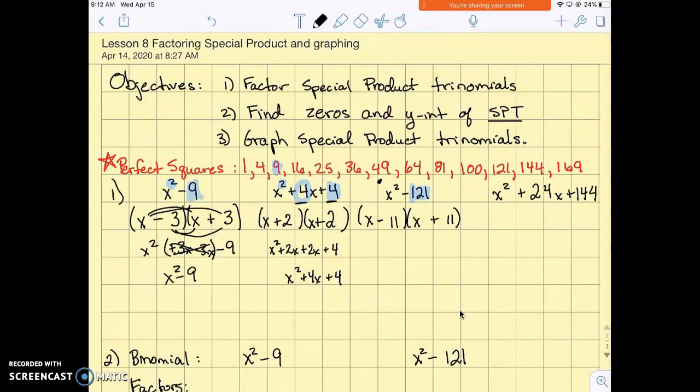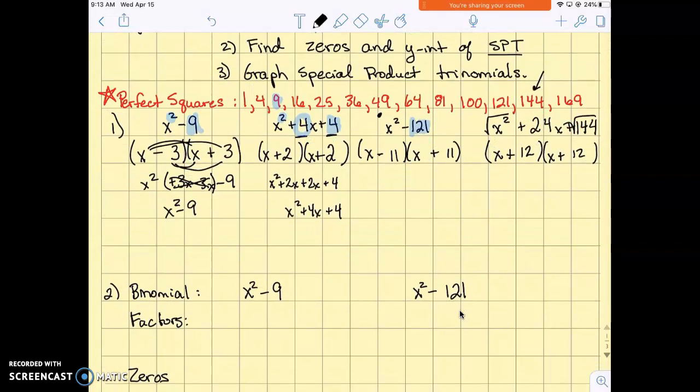Let's skip over to the question on the end. Is the first value a perfect square? Yes, it is. Is the value on the end a perfect square? Yep, there it is right there. So the square root of x squared is x. It's going to be plus plus. What's the square root of 144? Nice. Good job.